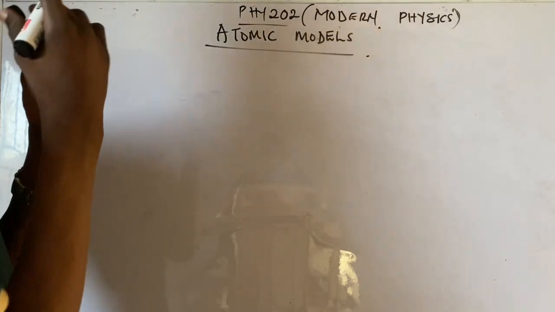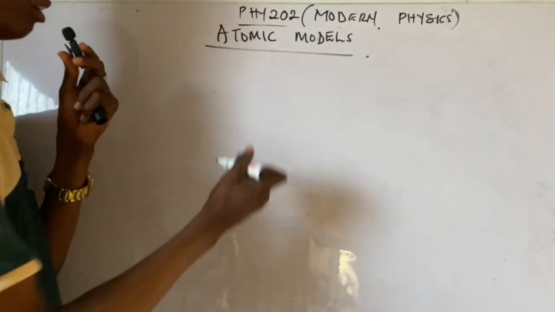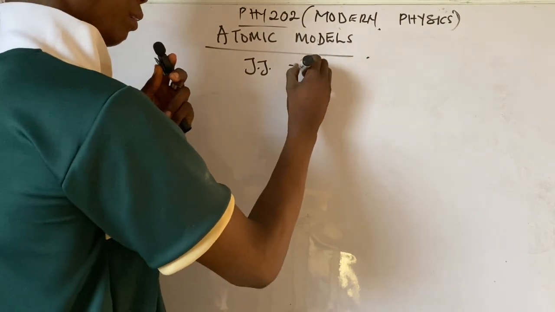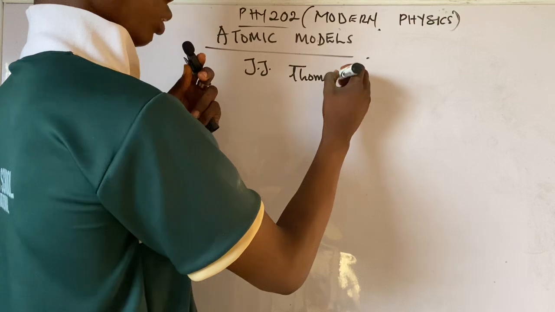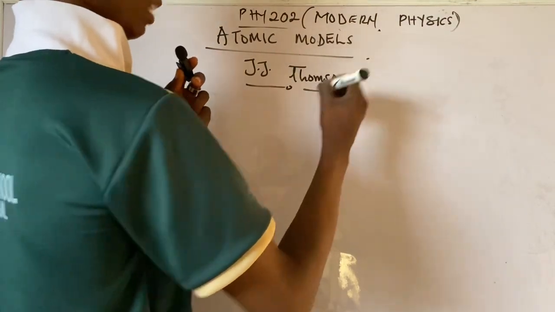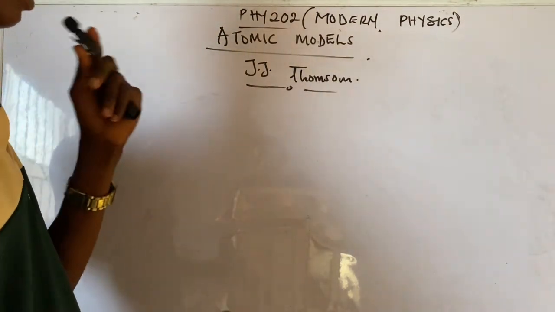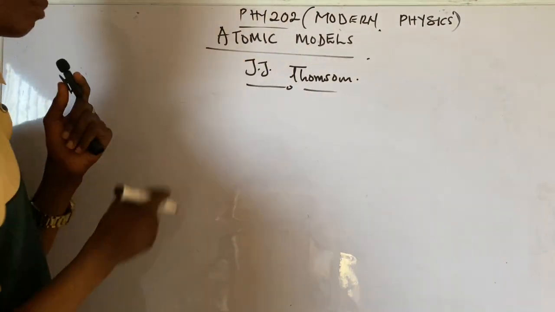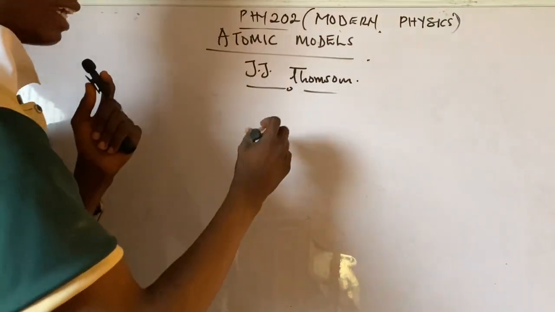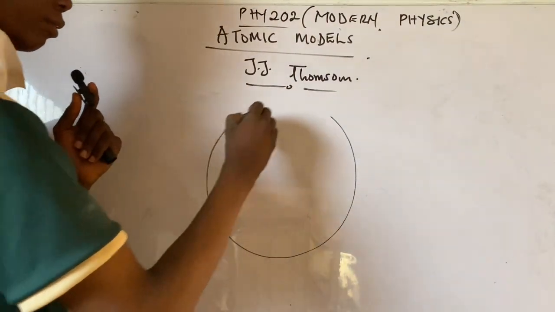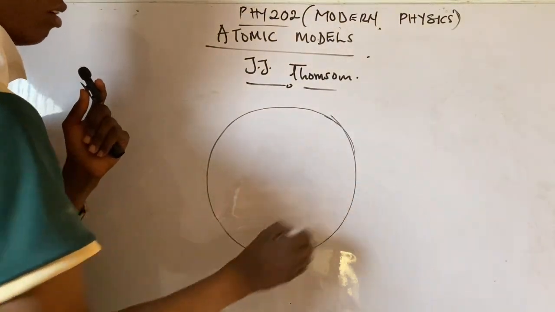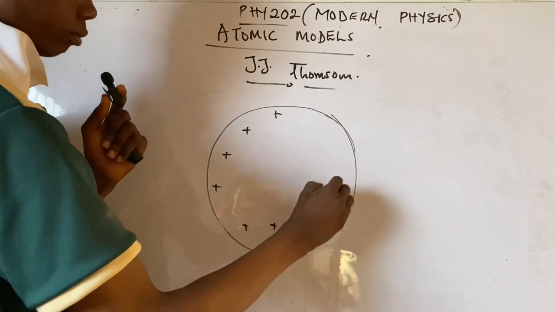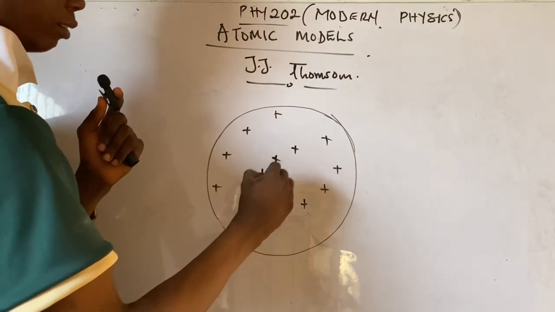Then after him, this man came that we call J.J. Thomson. J.J. Thomson stated the plum pudding model of the atom. He discovered the electron, and he calculated the charge to mass ratio. J.J. Thomson said an atom is a sphere that consists of positively charged particles. He said the atom is a solid sphere.